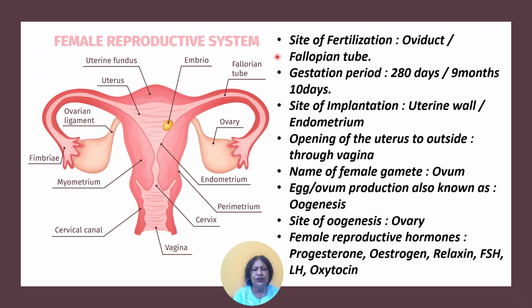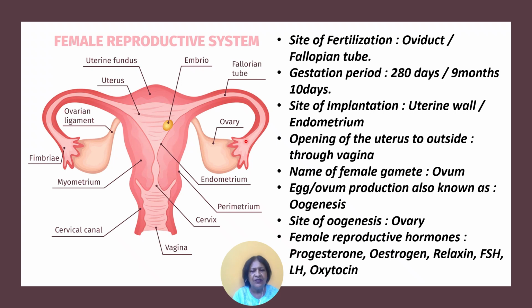Now, the site of fertilization, where the sperm comes and meets the ovum, is somewhere here, which is the fallopian tube or the oviduct. Then after fertilization has happened, there is the time for implantation. This implantation is the attachment of the egg cell which has already got fertilized, now a zygote, on the wall of the uterus, that is the inner wall of the uterus called the endometrium.